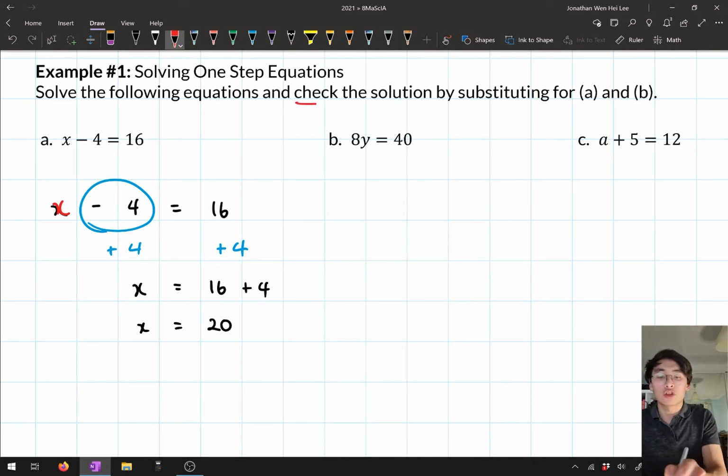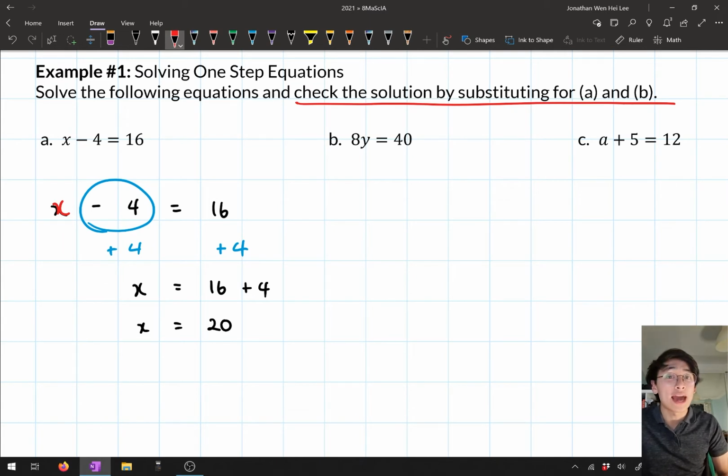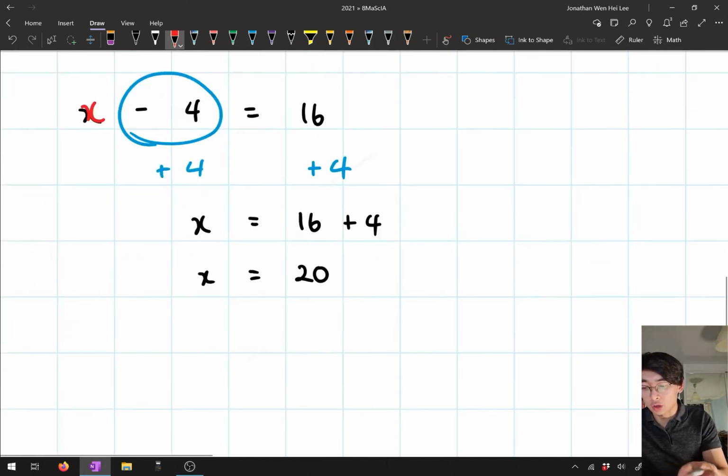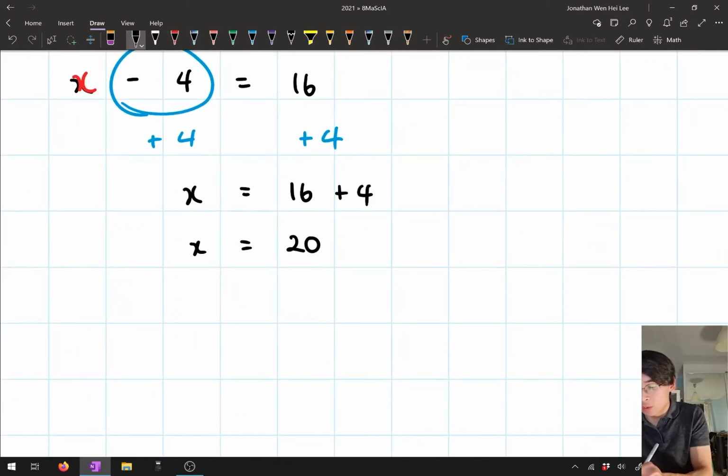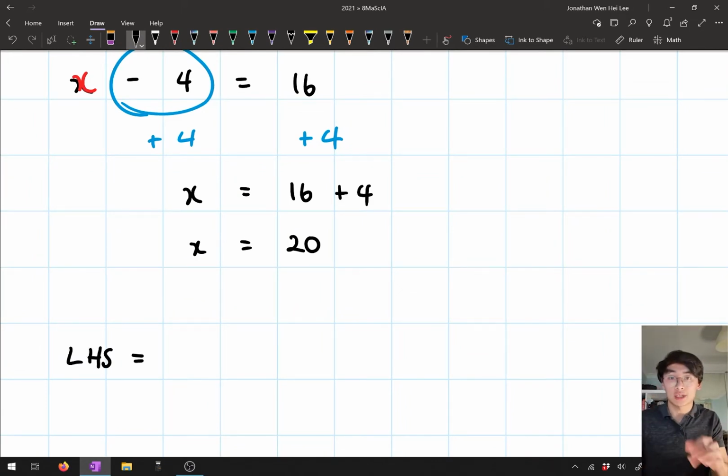Now what we want to also do is check the solution by substituting. Once we've gotten a solution, we can check whether or not the solution is correct by just substituting it back in, replacing x with the solution that we have and seeing if our equation is true. The way I like to do this is I'm going to look at just the left-hand side of my equation. I'm going to shorthand this to LHS, short for left-hand side.